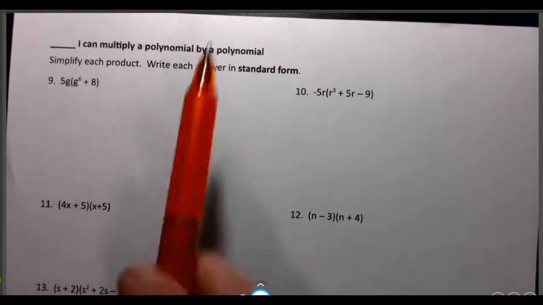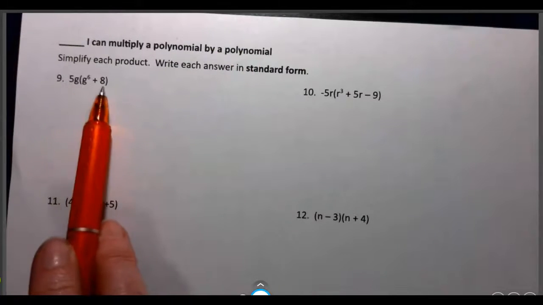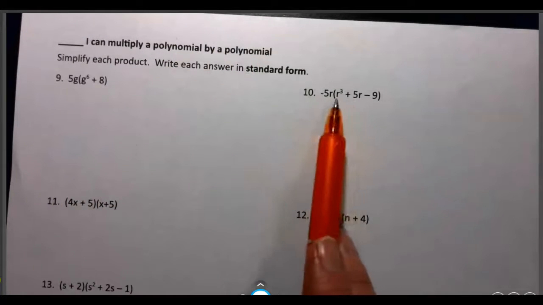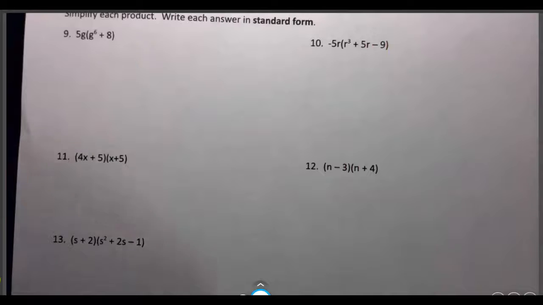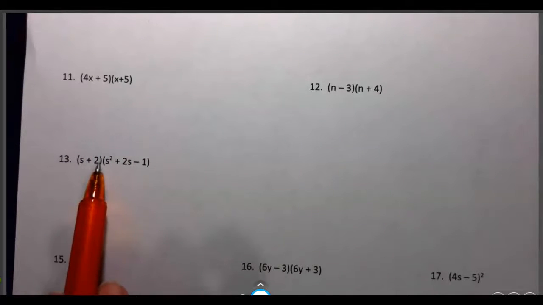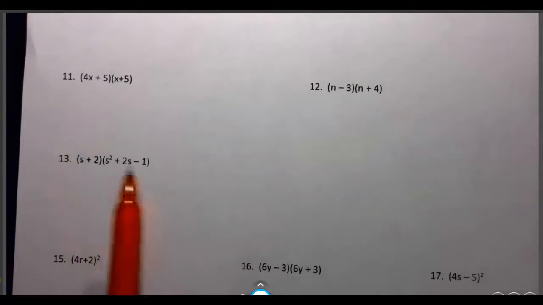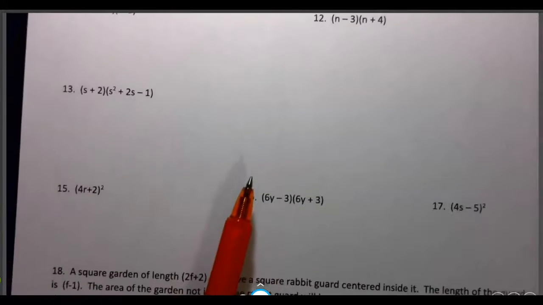Next thing you're going to do is multiply polynomials. Here it's going to be a monomial times a binomial. Here's going to be a monomial times a trinomial. Okay, but you're still just multiplying. Here I'm going to distribute. Here I'm going to distribute. I'm just going to do it twice. And here I'm going to still do it twice. So here I'm taking a binomial, I'm going to multiply twice. Okay, so you can do that.